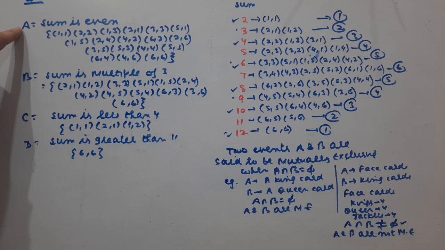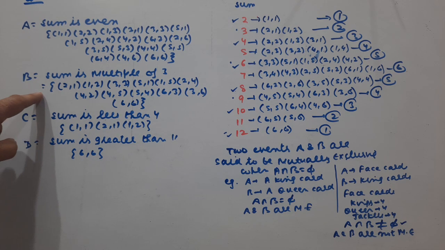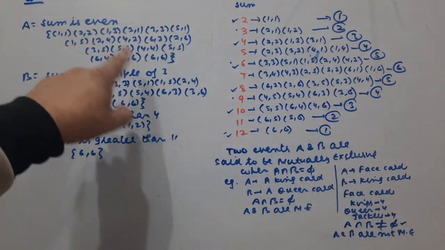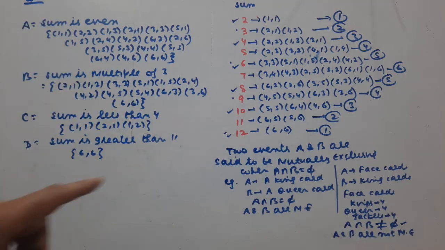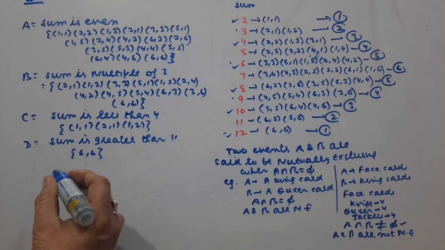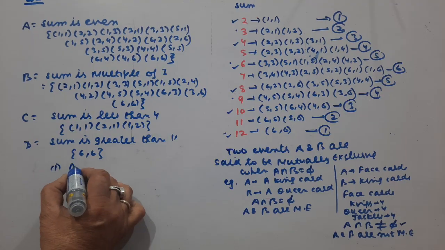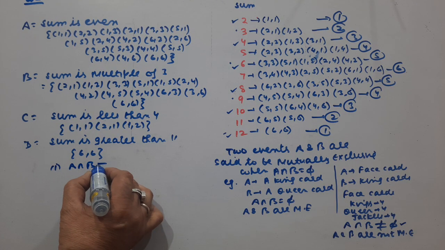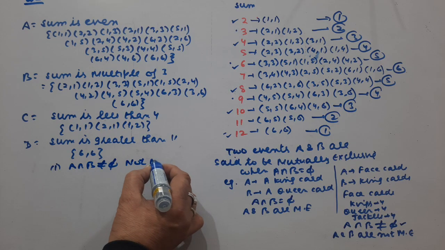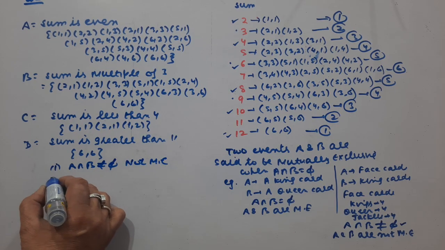Now first see A and B. A और B में कुछ सैम्पल पॉइंट्स कॉमन हैं: 6 6, 5 1, 1 5, 2 4. बहुत सारे पॉइंट्स A और B में कॉमन हैं. सो इसका मीनिंग क्या हुआ? First, A intersection B is not phi. So it means A and B are not mutually exclusive.